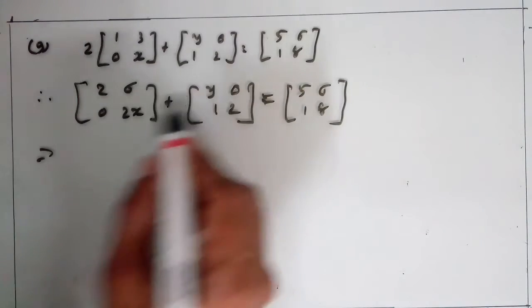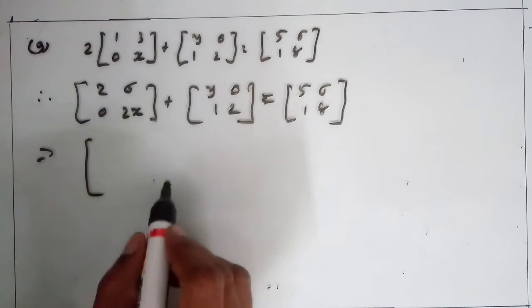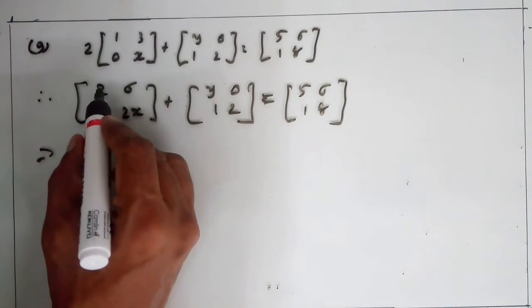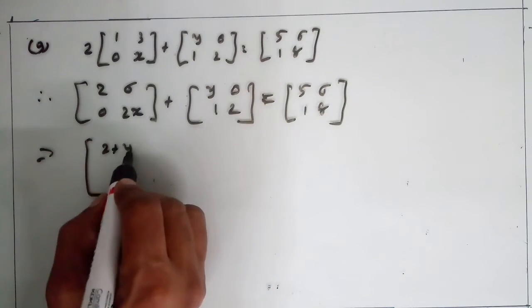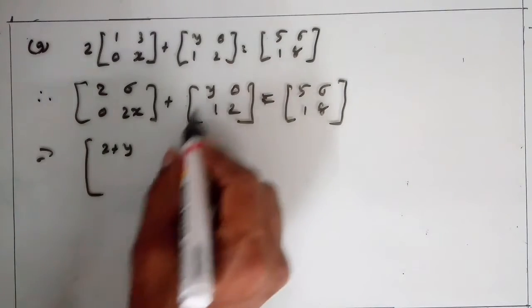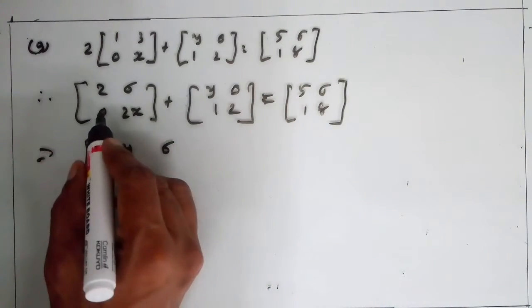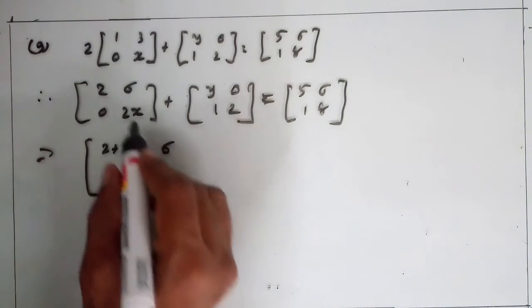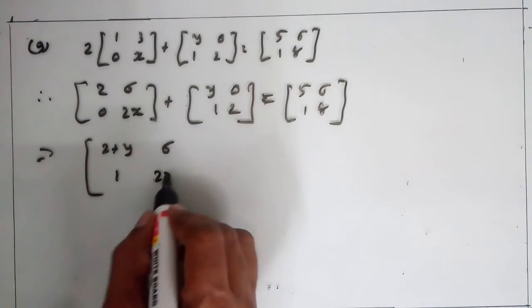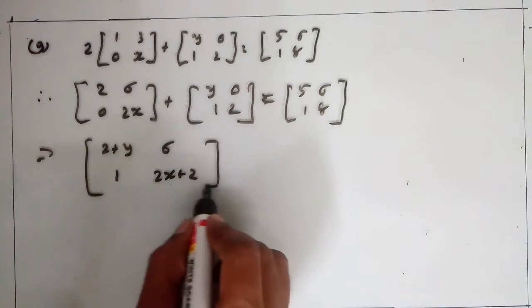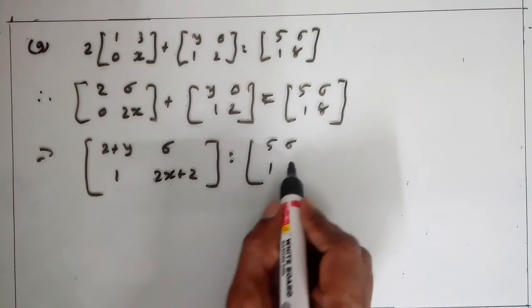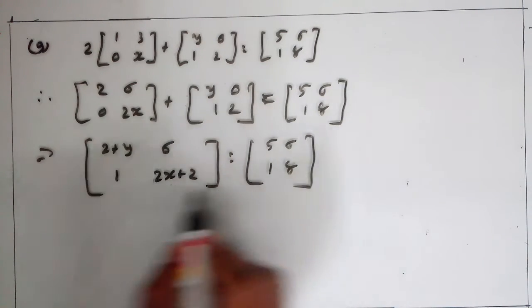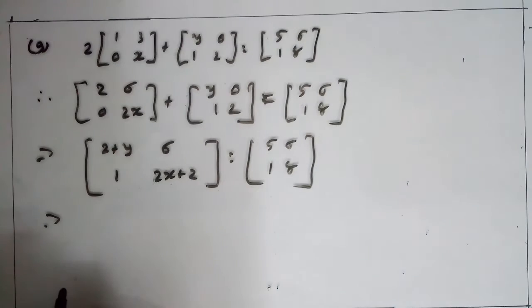Therefore, now take the addition of these two matrices. We know how to get the addition of two given matrices. 2 plus y, take the addition of corresponding entries. 6 plus 0, that is 6. 0 plus 1, that is 1. 2x plus 2, that is 2x plus 2. Clear? Is equal to [5 6; 1 8]. Now, two matrices are the same, then corresponding entries are also the same.